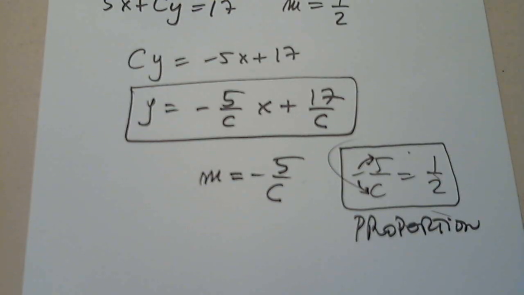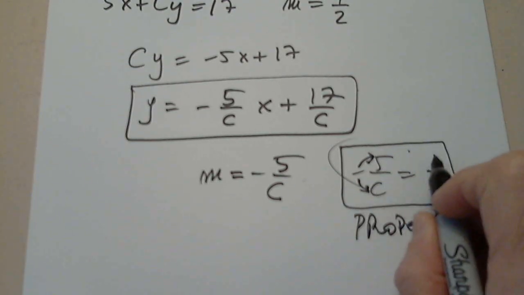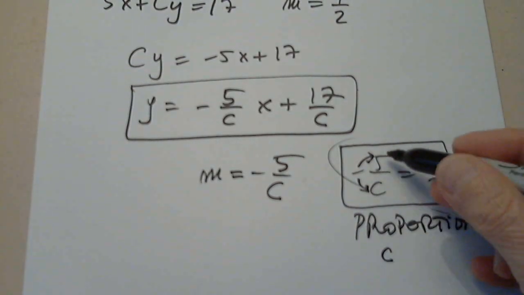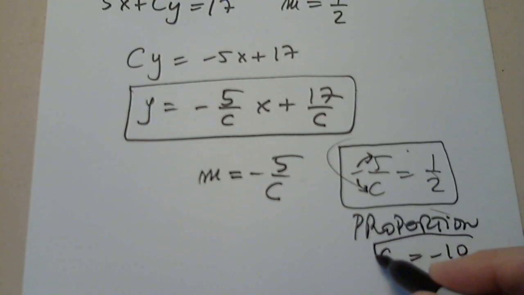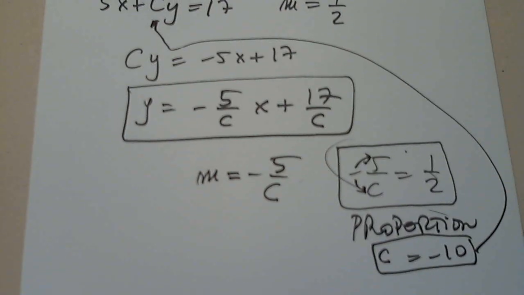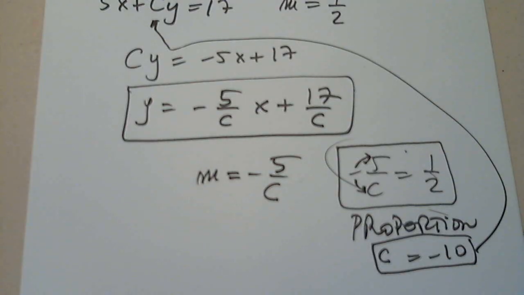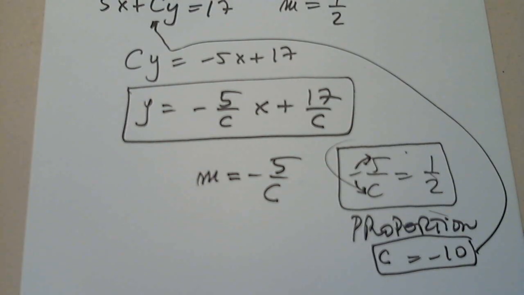So let's cross multiply and see what we get. Rachel already told us. She's bored to death. I know that. Sorry, Rachel. C times 1 is C. 2 times -5 is -10. And this is it. So C must be -10 for the slope of this equation to be 1/2. Is this okay? Good. But we have to solve for y first. So then we can put in -10, check, and move on.